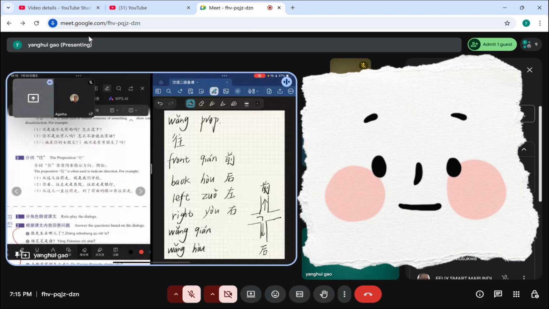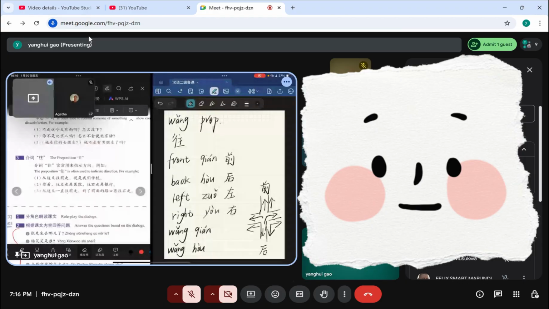And if we go this way, so this way is left. So we say 往左, okay. And then we go this way. So this way is right, it's in the right. So we say 往右, okay. So we have 往前 and 往后 and 往左 and 往右, okay.